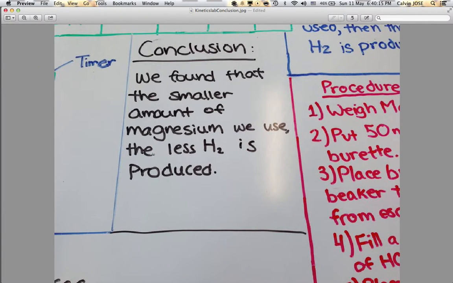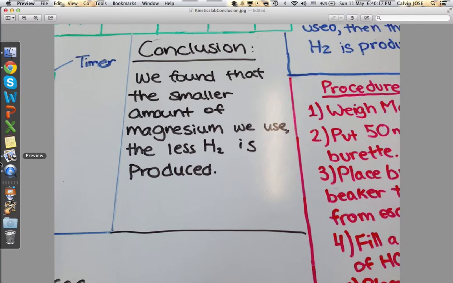So for our conclusion, we found that the smaller amount of magnesium we use, the less H2 is produced.